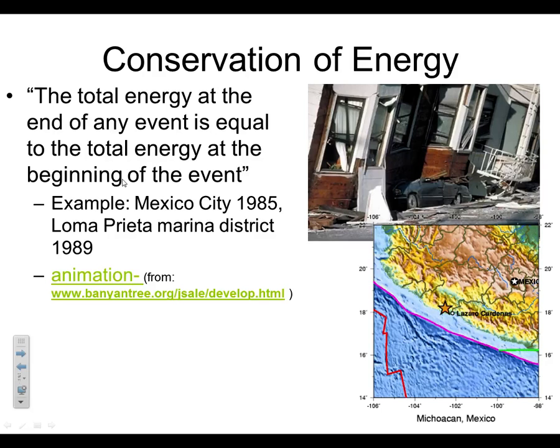And there are a couple really good examples of this happening. Mexico City 1985 is a good example, and I can tell a quick story about that. And then Loma Prieta in 1989, that's the big San Francisco earthquake, is another good example of that. Basically, the idea is that earthquake waves going through dense solid rock go really, really quickly. We can show that or see that in this animation.